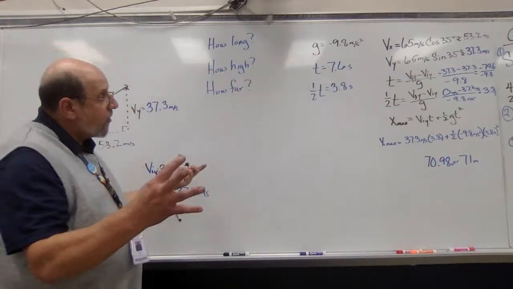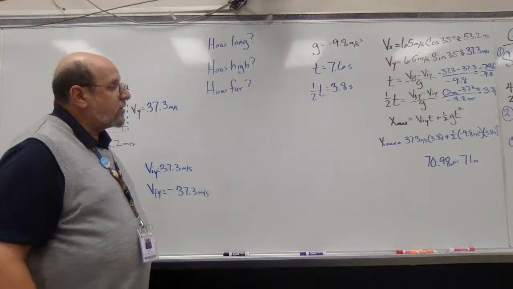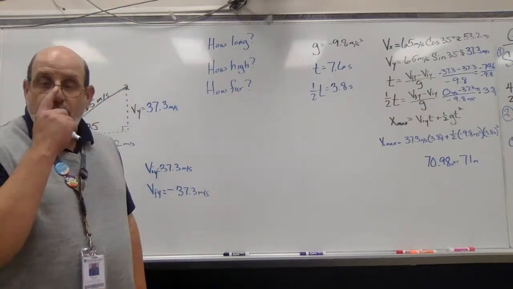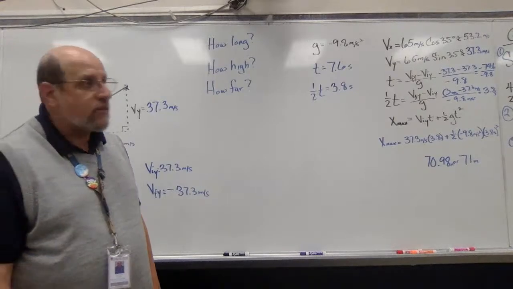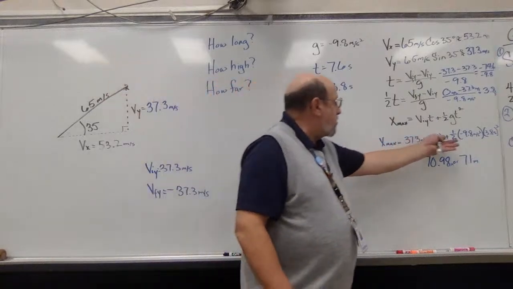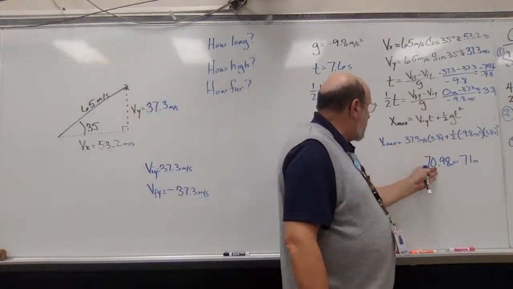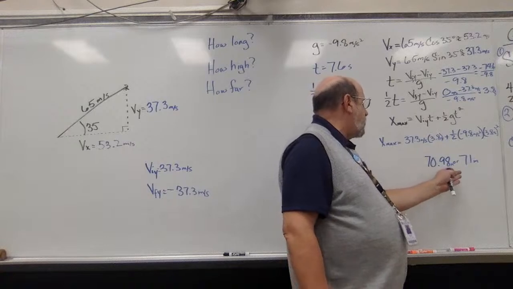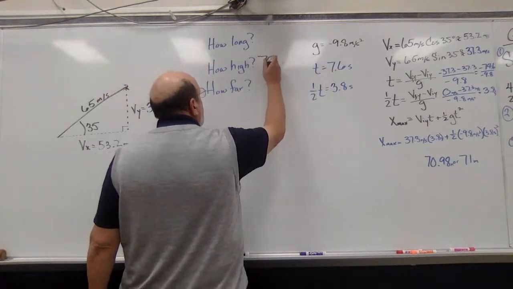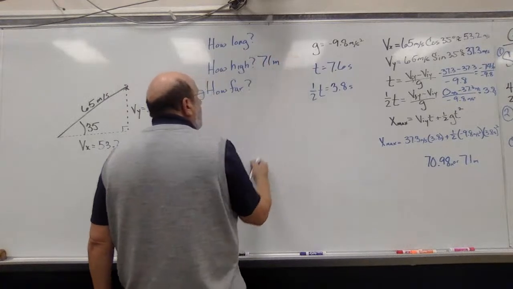It's something you're just going to have to remember. And usually I put a little hint on a test for you so you don't forget that. When you do this math, you put all these numbers in, and what you end up with is 70.98 meters or 71 meters. So how high? It goes about 71 meters in the air.